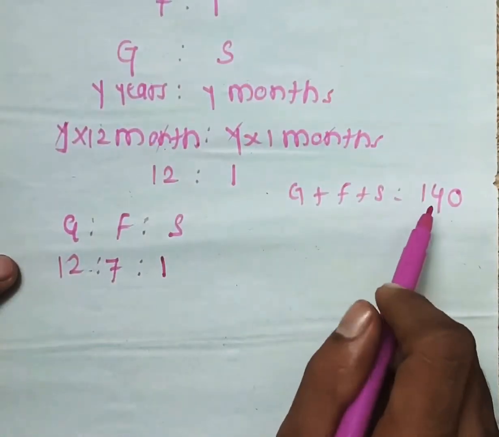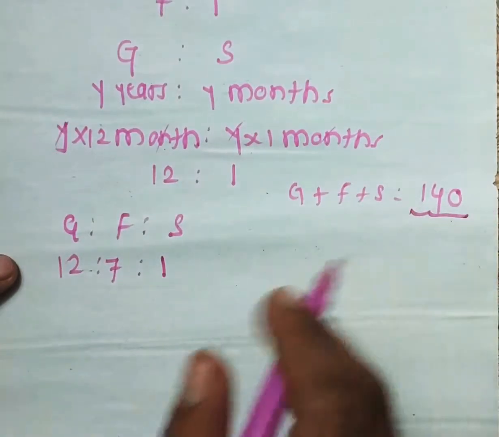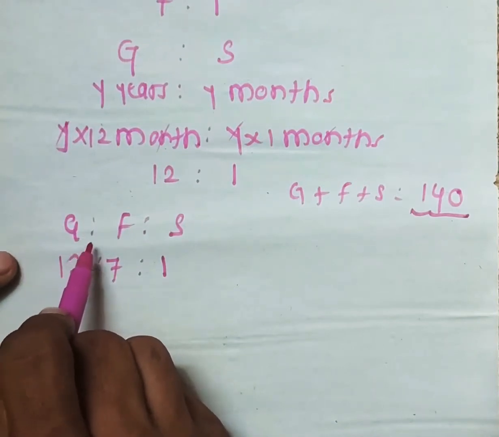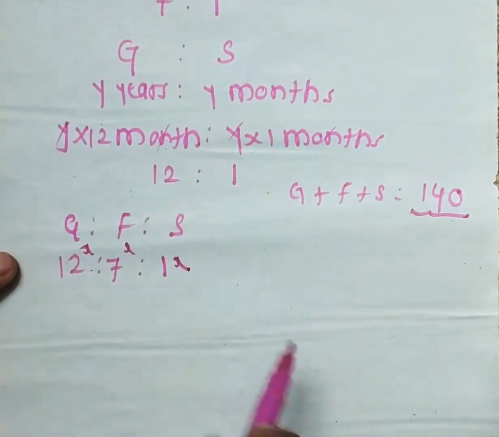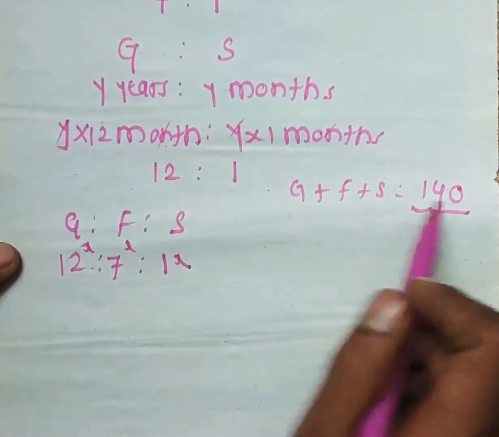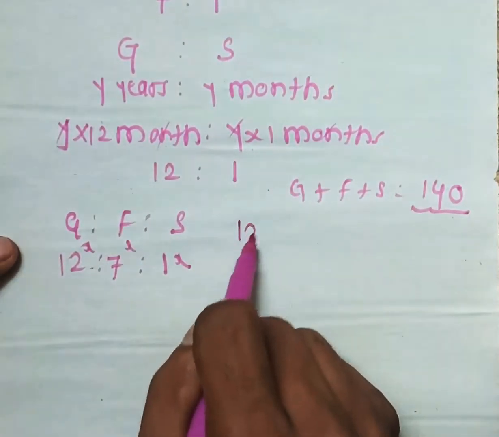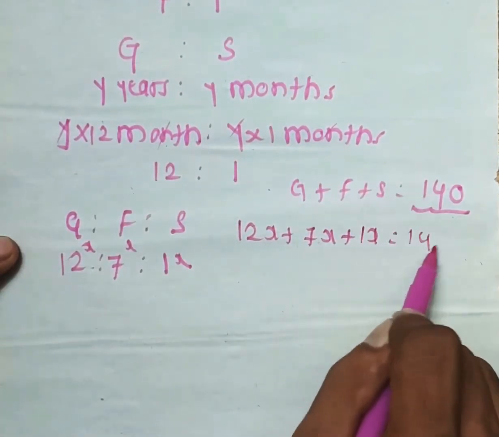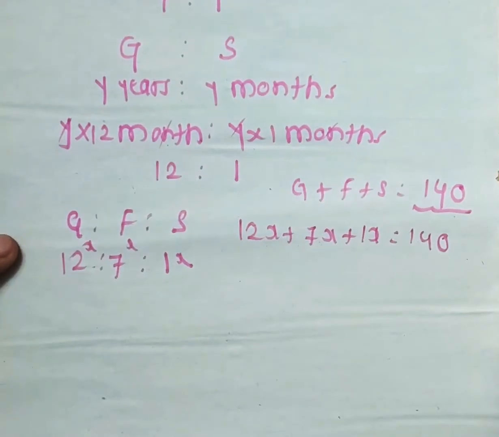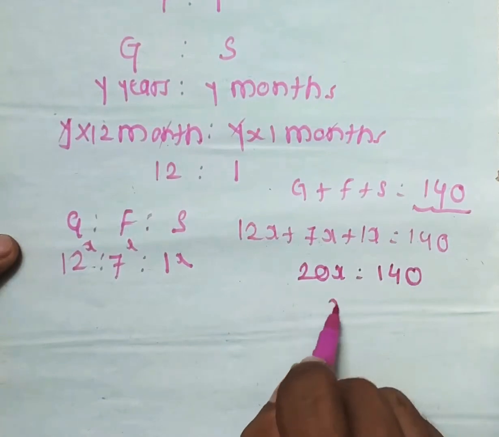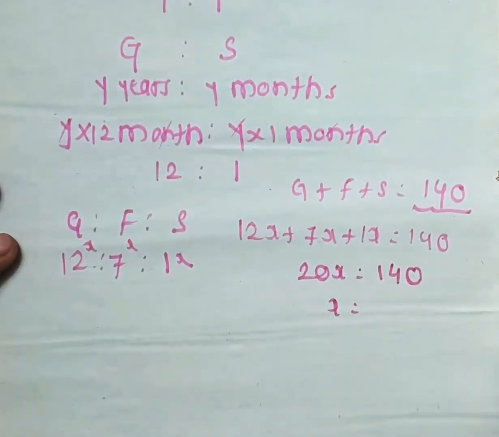Okay, but the summation of the ages is 140 years. As we know that a ratio doesn't have any unit, I can put whatever I want here. If I put x, these are all the present ages of these people, and the summation of their present ages is 140 years. So I can write it as 12x plus 7x plus 1x is equal to 140. 12 plus 7 is 19x, plus 1x, 20x is equal to 140. So I got x is equal to 140 upon 20.